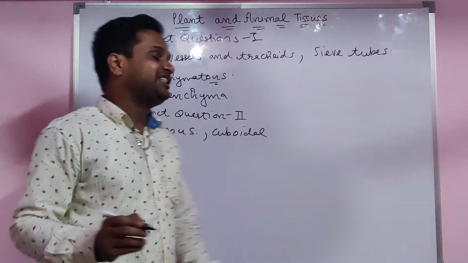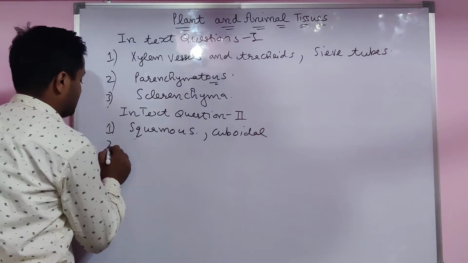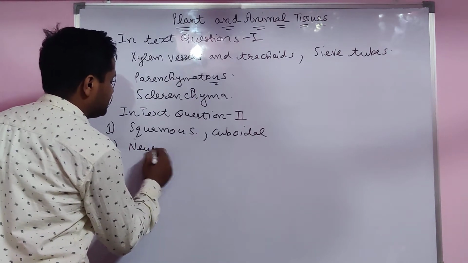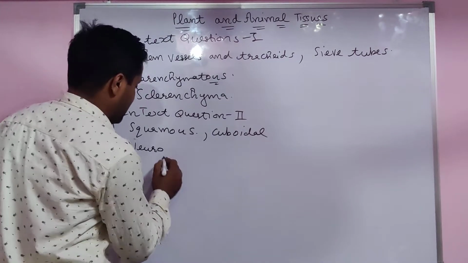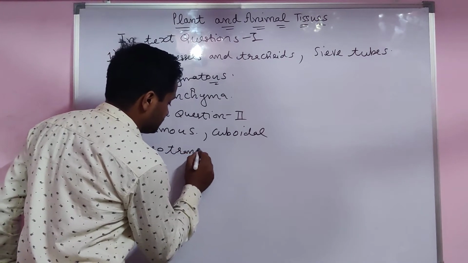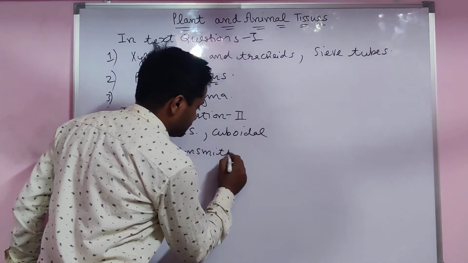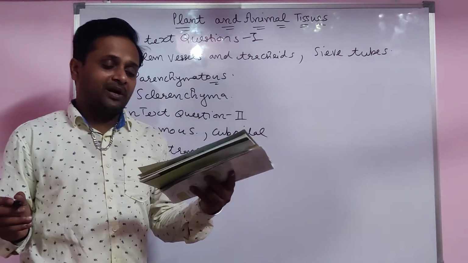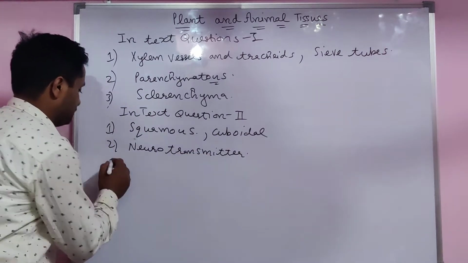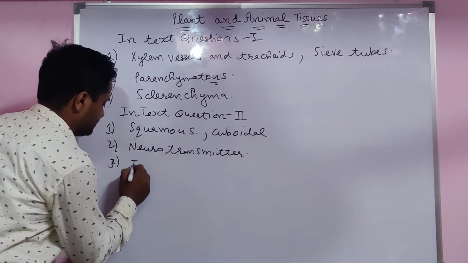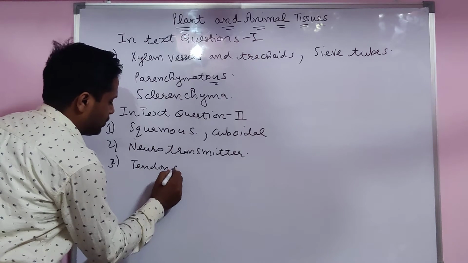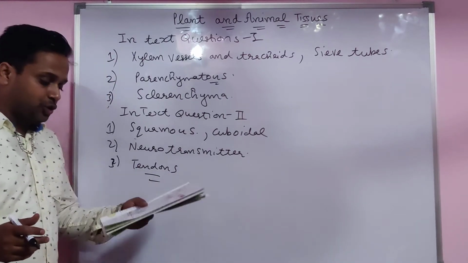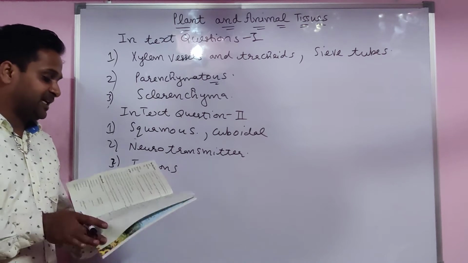Acetylcholine is a dash. Neurotransmitter. Dash joins the muscles to bone. Tendons. Tendons join the muscles to bone. This was in-text question 2 on page number 17.